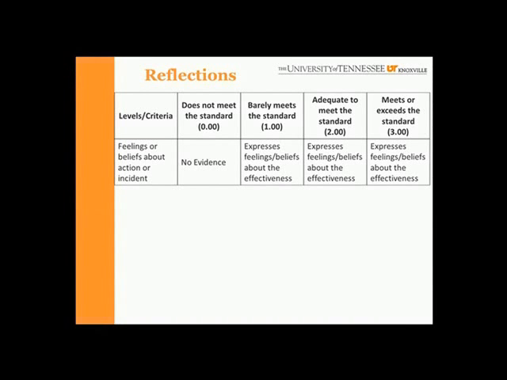The next criteria speaks to the feelings or beliefs that you need to express about the event. Notice that there's really only two levels to look at. The first one, of course, is no evidence, and the second one expresses feelings or beliefs about the effectiveness. And that is the same whether it's 1.0, 2.0, or 3.0 in the score. The only difference between those three is how well you express your feelings or beliefs. And I'm going to give you just a couple of examples of one that's not that great and another one that really shows the feelings and beliefs.